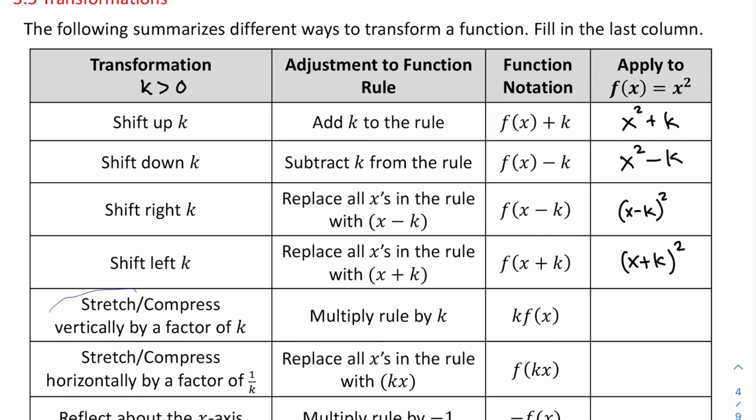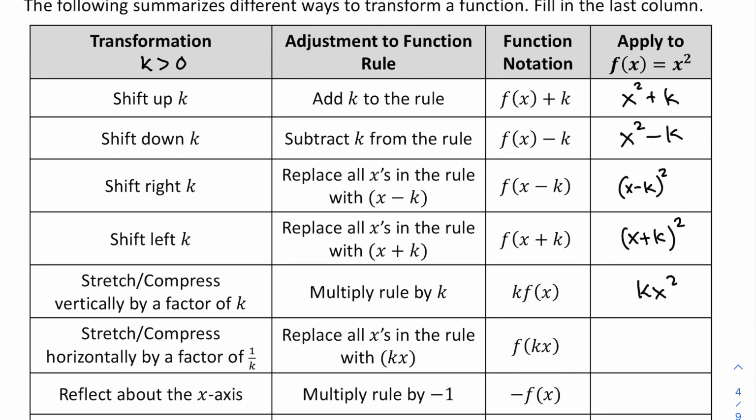If you want to stretch or compress vertically by a factor of k, now if this k here is more than 1, then we'll get the stretching. If k is less than 1, we'll get the compression for vertical. We just multiply the rule by k. So it looks like this in function notation. You do k times the rule. So if I want to stretch or compress x squared by a factor of k, then I just do k x squared. And again, if this k is more than 1, then x squared will be stretched vertically. If k is less than 1, x squared will be compressed vertically.